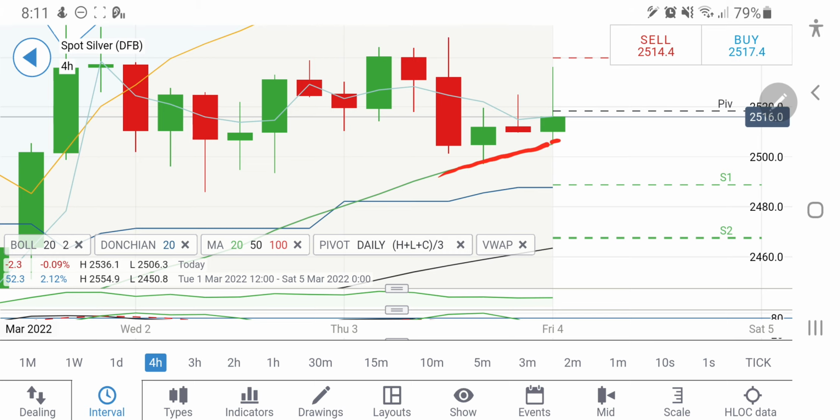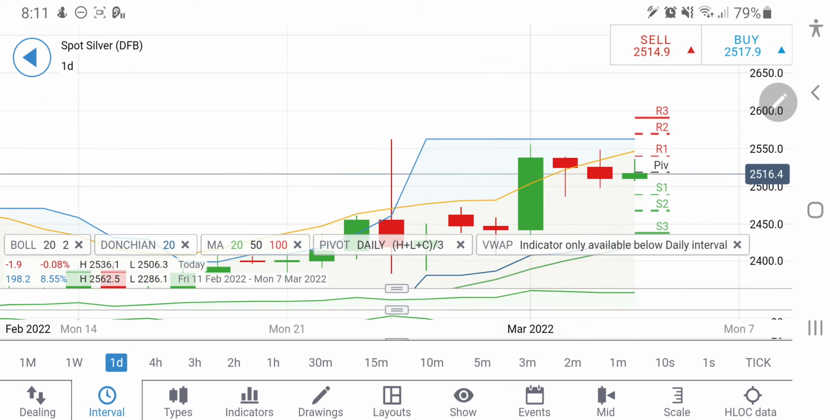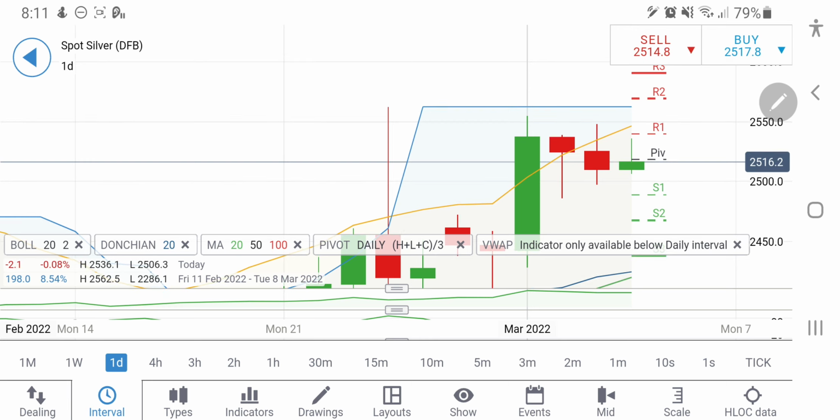Any move beyond 2550, definitely it will fly strongly. For silver specifically, I expect that it should break the 2550 zone anytime. Now look at this on the daily charts. You can find the lower highs and higher lows, it is trying to consolidate and waiting for a breakout.